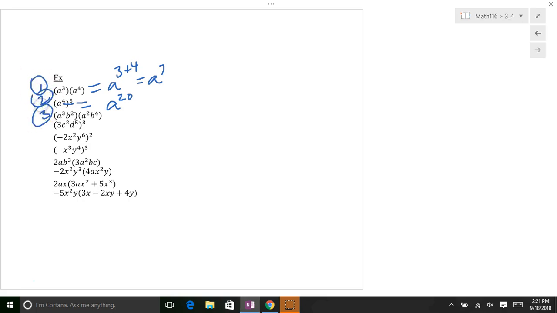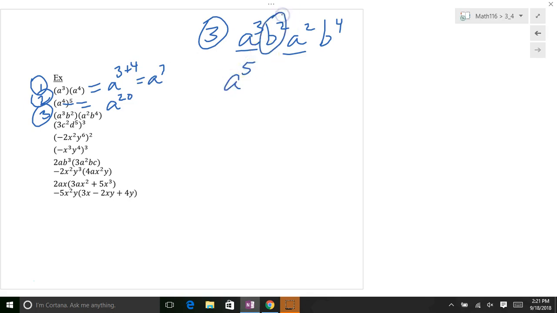Third one here, we've got a to the 3rd b squared, and this is just being multiplied by a squared b to the 4th. So a to the 3rd times a squared. How many a's is that? Same base there, so you add those exponents. There's 5 of those a's. Now b squared times b to the 4th. B to the 6th, add those up, same base.